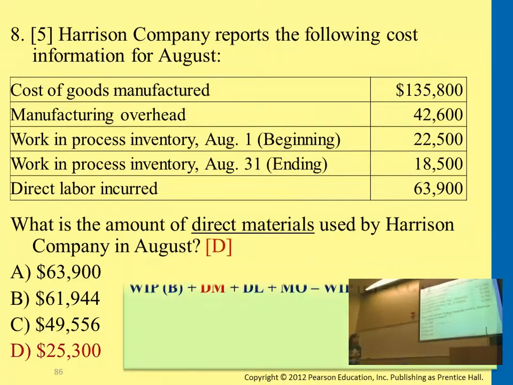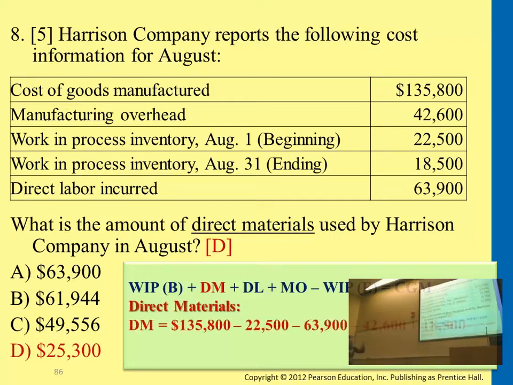But you know, if you list the equation, it looks like this. Work in process, adding in the 3 types of costs minus the ending work in process, the ones that we haven't completed, gives you cost of goods manufactured. So basically you can just plug in all the numbers here to figure out the red highlighted one, direct materials. Okay, so for this problem you will use direct materials.